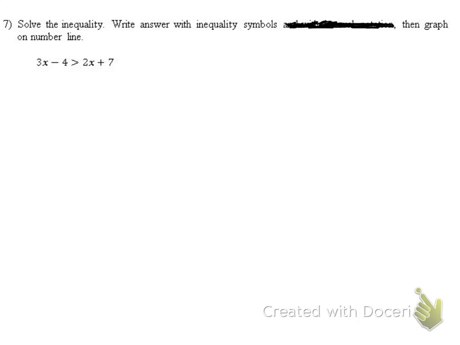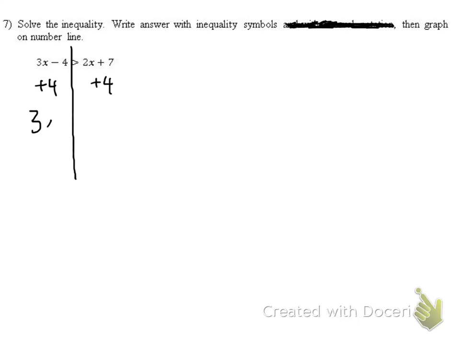On problem 7, we're asked to solve the inequality and then write our answer with inequality symbols and graph on a number line. When solving an inequality, you want to take the same steps that you would use to solve an equation. The only difference is that if you end up having to multiply or divide by a negative, then the direction of the sign is going to flip.